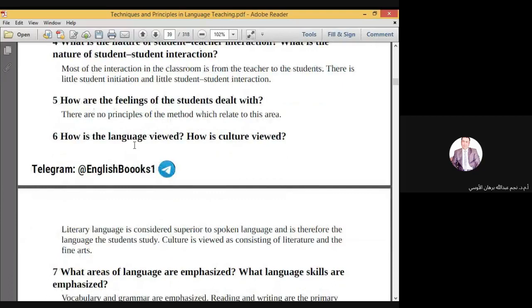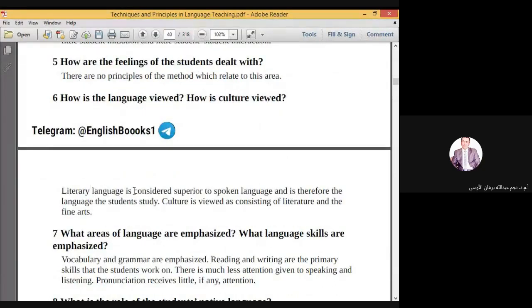Six, how is the language viewed? How is the culture viewed? Literary language is considered what? Superior to spoken language, and therefore it is the language the students study. What about the culture? Culture is viewed as consisting of literature and what? Fine arts.